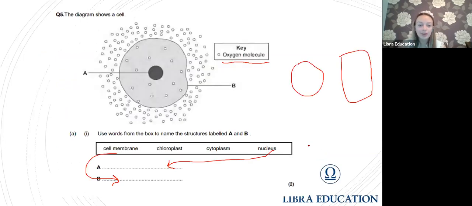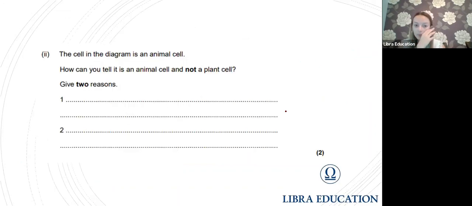So 2 reasons why you know that this is an animal cell and not a plant cell. So I'm going to go back for you so you can have a look at it. I'll keep flicking back and forward between the 2 pages so you can have a look at answering that question. Okay, cool. So last bit of time. How can you tell it's an animal cell and not a plant cell? Give 2 reasons.